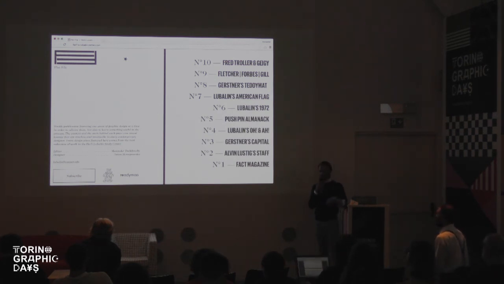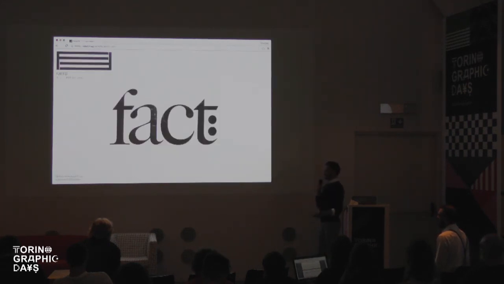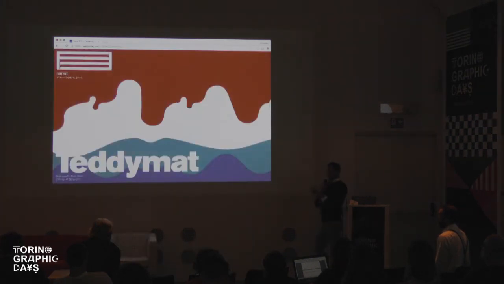It's a little slow, actually super fast. It's like three to five minutes. So we're trying to create these little bits of content where you can just explore things and find things. The first issue is about Fact. I have an issue on Teddy Mat. I have an issue on Capital Magazine. So many of the things I just talked about are in each issue, so to speak. The digital issue will take you about five minutes.